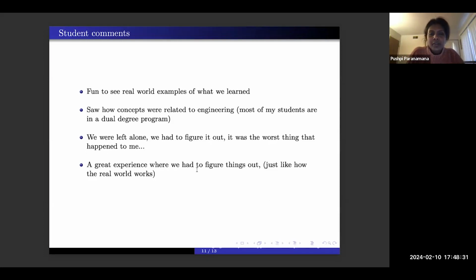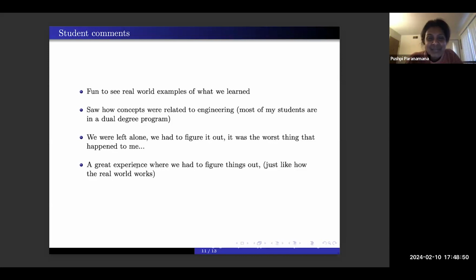And the last two points were interesting because one student thought, oh my God, we were left alone. We had to figure it out, and it's the worst thing. But the others were like, we were left alone, we had to figure things out, it was great.